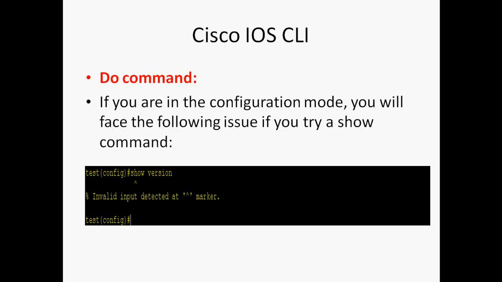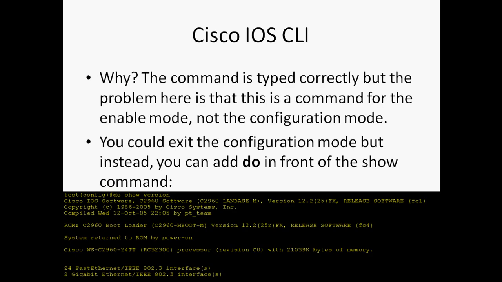Last one, the do command. If you are in configuration mode, you will face the following issue if you try a show command. In the image below I am in global mode, and I am giving show space version. The command is correct but it still shows invalid input detected. The command is typed correctly, but the problem is that this is a command for enable mode. The show command is always used in privilege mode, not configuration mode.